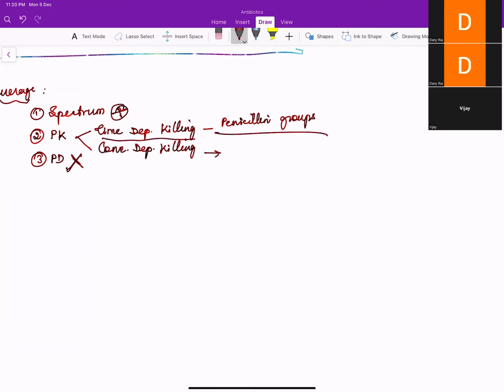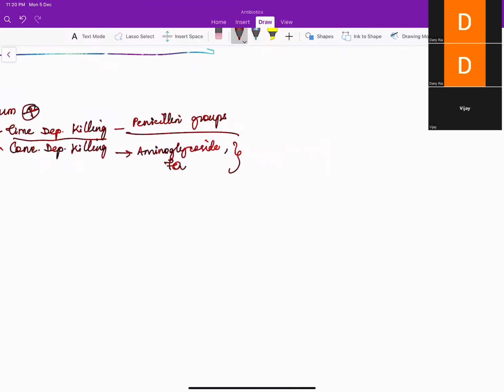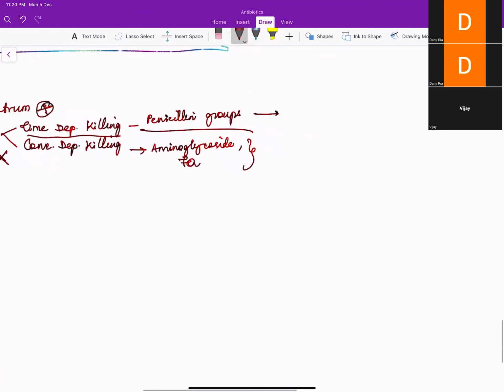Another is concentration dependent killing. Examples of concentration dependent killing are aminoglycosides and fluoroquinolones. Concentration dependent killing means it is not the duration of the antibiotic presence which matters, but how concentrated it is. So even if the antibiotic is present for a short time, it should be present in high concentration. So for antibiotics which have time dependent killing, we should give them in frequent doses or as infusions.